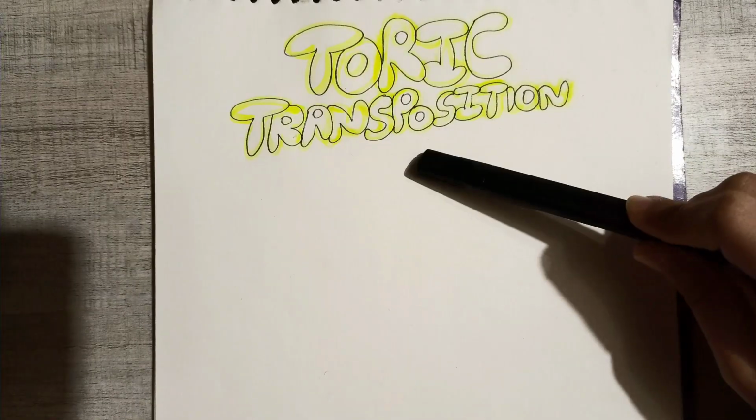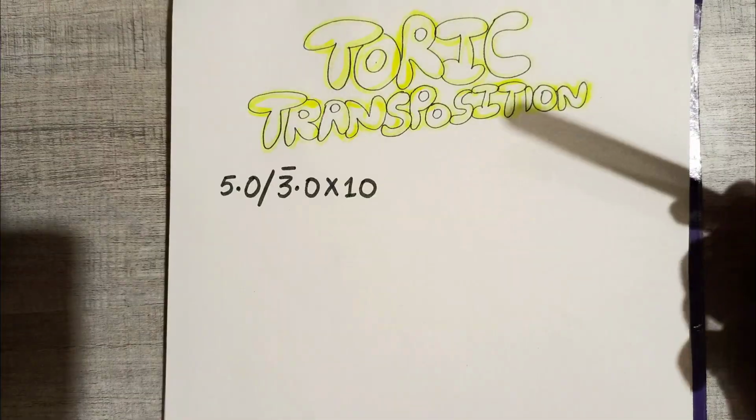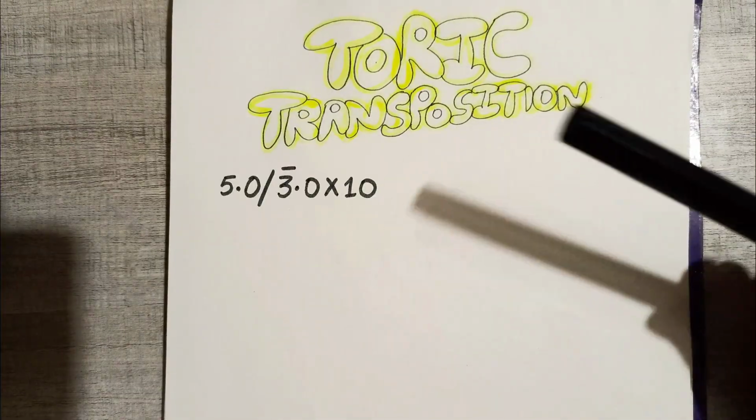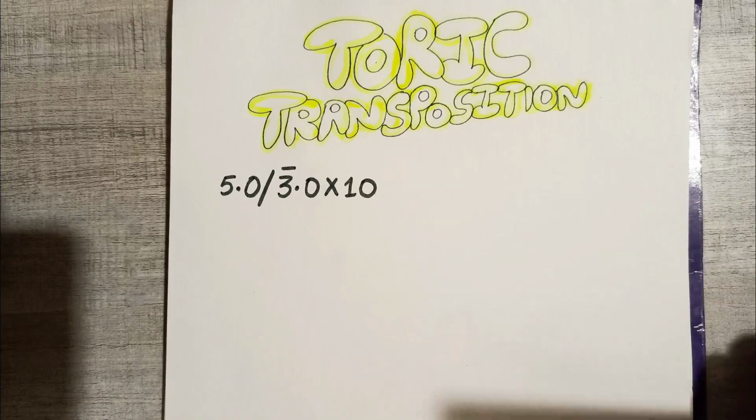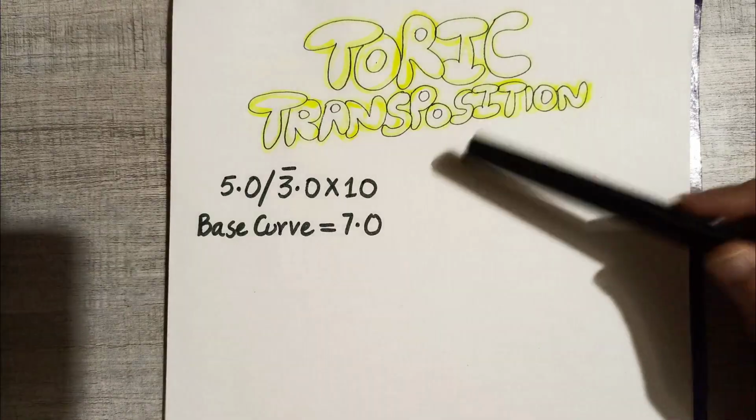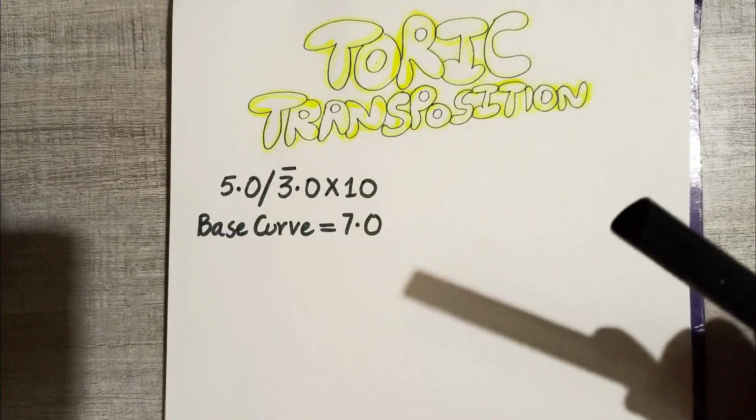Suppose we have a prescription right here. This is the prescription that we have. But remember, for the toric transposition, we will need the base curve. So here's our base curve. We have got our prescription and we have got our base curve.